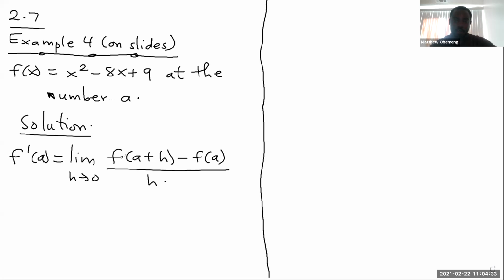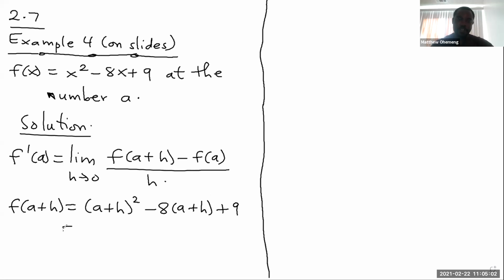We just need to find f of a plus h and f of a, and then find the limit. So let's get f of a plus h. In function notation, wherever you see x on the right-hand side, you plug in a plus h for x. So this becomes a plus h all squared, minus 8 times a plus h, plus 9.